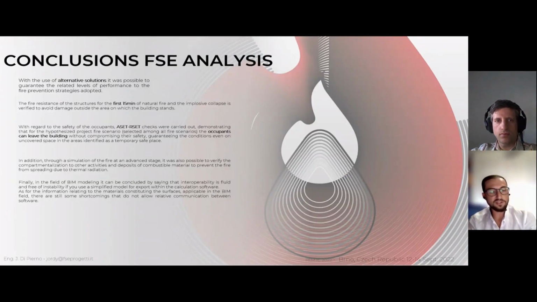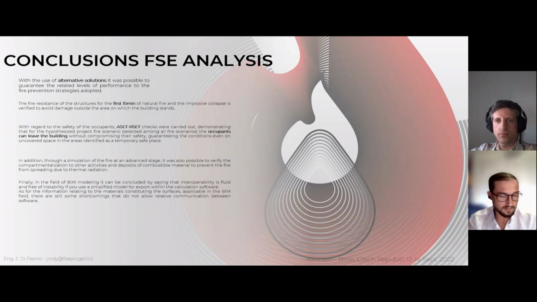FSE, fire safety engineering, allowed to verify the building structure resistance for the first 15 minutes after the fire sparks. It has also been possible to verify the implosive collapse to avoid damages to nearby activities. Compartments proved to be fairly distant in order to reduce radiative heat transfer.